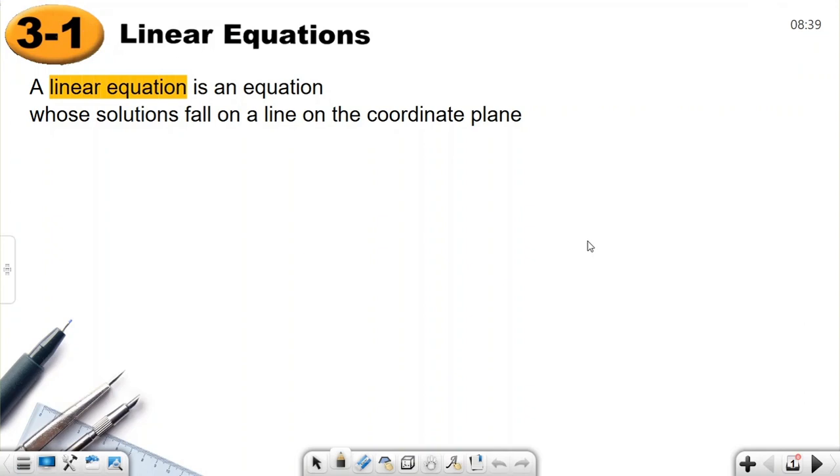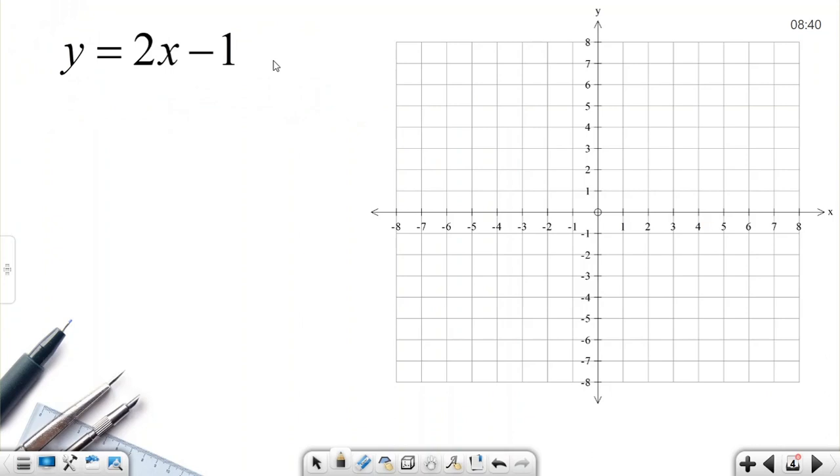So when you solve a linear equation, the result becomes a line. So the linear equation shows the relation between x and y values on the line. Okay, let's continue. y equals 2x minus 1. As you see, that's a linear equation.